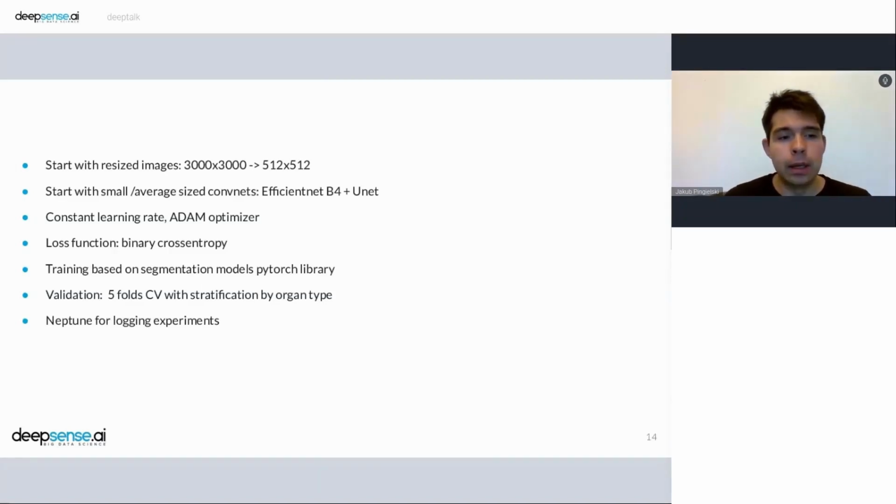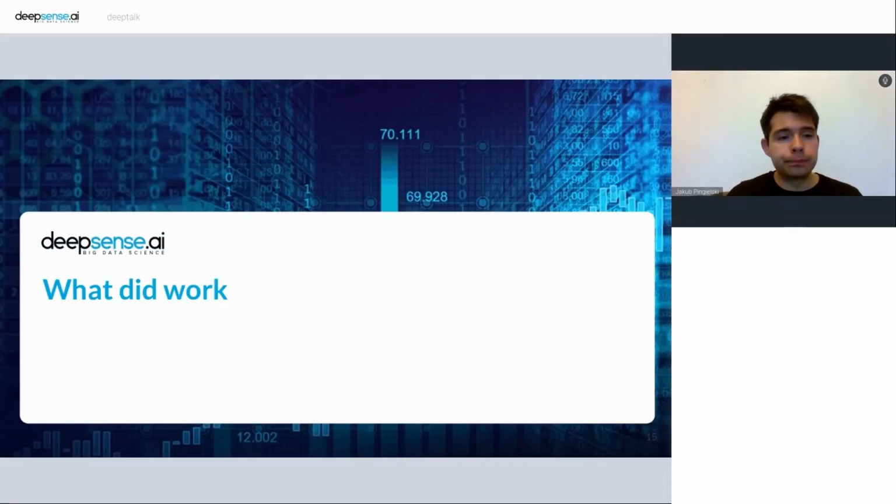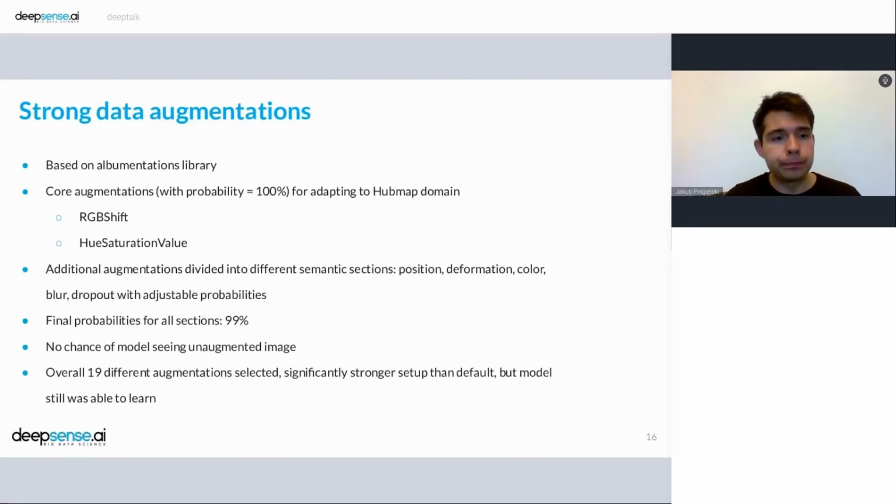For validation, I used 5-fold cross-validation with stratification for organ types. So in each fold, there were images from each organ in a similar proportion. And since I was performing hundreds and hundreds of experiments, I needed a tool to manage those experiments, and I used Neptune, and I also highly recommend that tool. So that was my starting point.